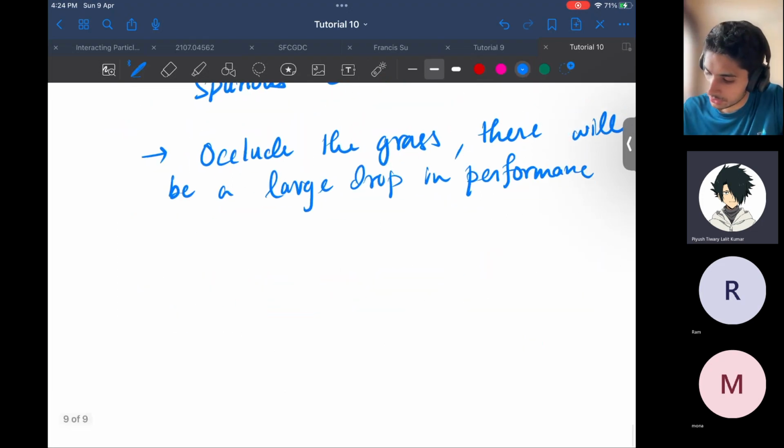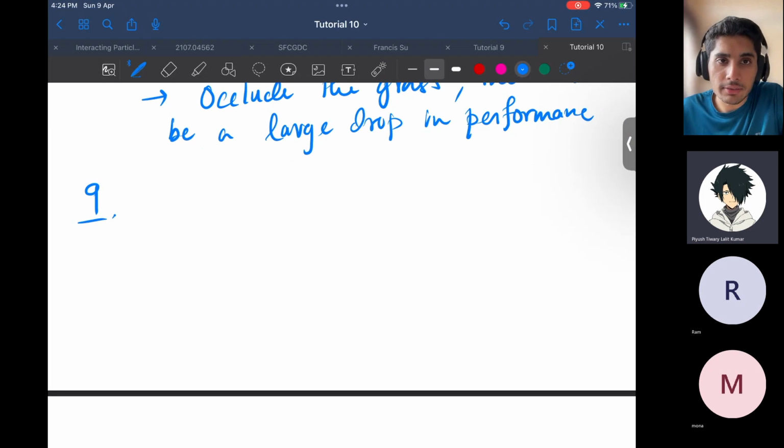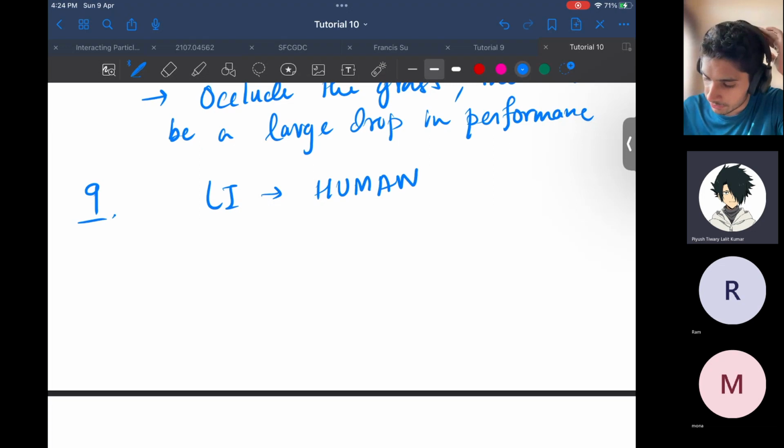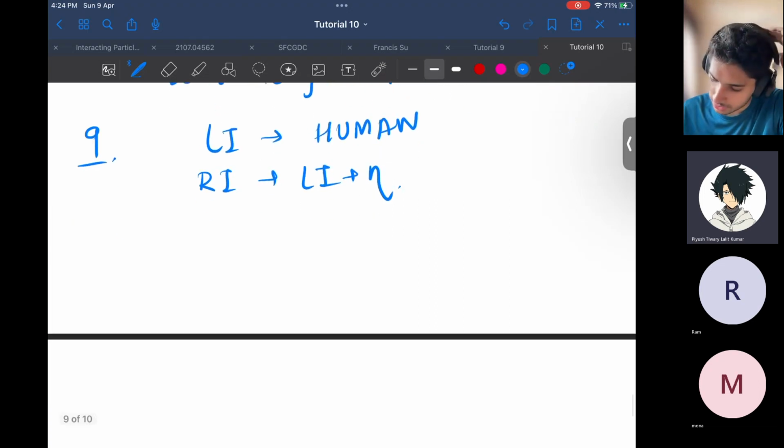So coming to the ninth question. You have been given two images. We have trained a CNN. We have the picture on the left, which when fed to the network as input gives the label human. For the right image, the picture on the right is the same as the left image plus some noise, eta. If we feed the right image as input to the CNN, which of the following statements is true?